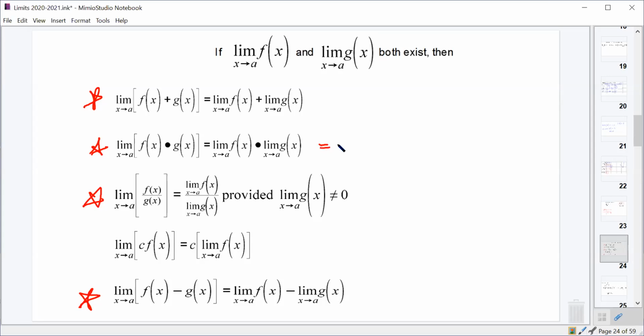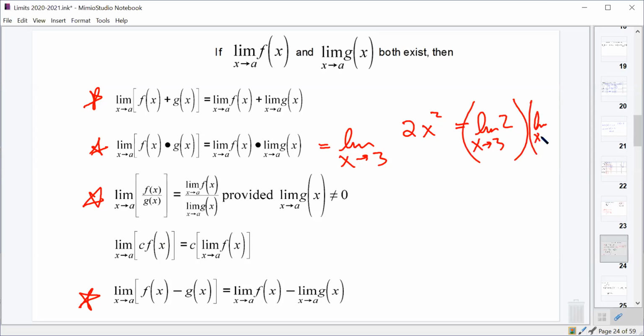For example, if I had the limit as x approaches 3 of 2x squared, I could rewrite that as the limit as x approaches 3 of 2 times the limit as x approaches 3 of x squared. And we should get the same answer. Now we do the same thing with an addition. So if I have 2x plus 5, I could do the limit as x approaches a of 2x plus the limit as x approaches a of 5. Same thing with subtraction, same thing with division, as long as the denominator limit does not equal 0. Everybody good with those four?